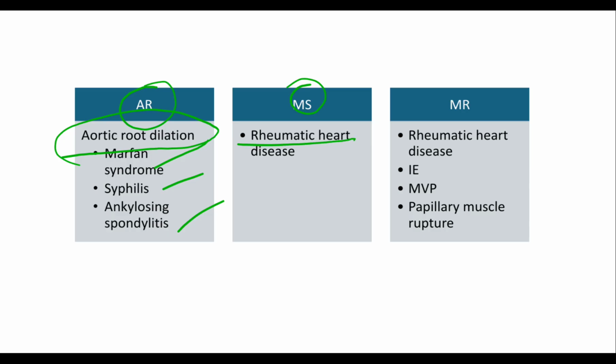Mitral stenosis is mainly rheumatic heart disease. Rheumatic heart disease can affect any valve, but mainly affects the mitral valve, and mitral stenosis is more common than regurgitation. Mitral regurgitation, again, can be rheumatic heart disease or infective endocarditis. Now, infective endocarditis also most commonly affects the mitral valve, and in IV drug abusers it is going to be a regurgitant lesion.